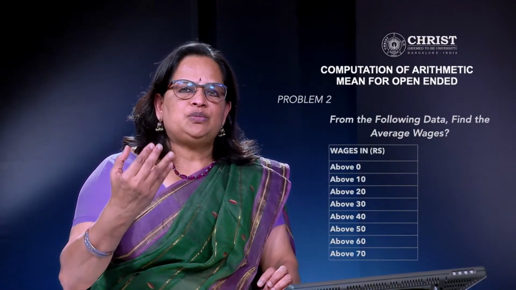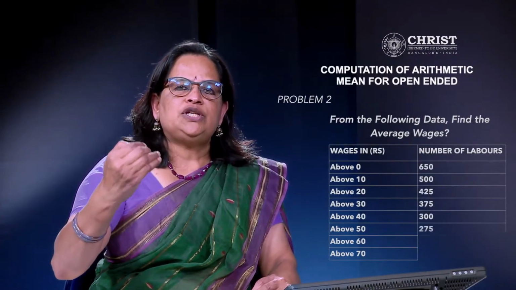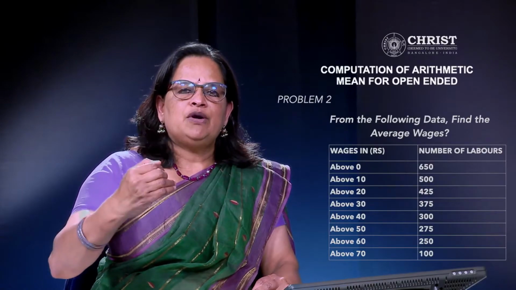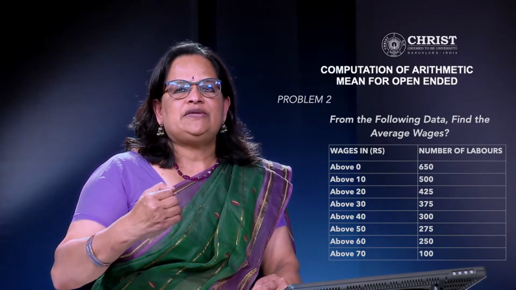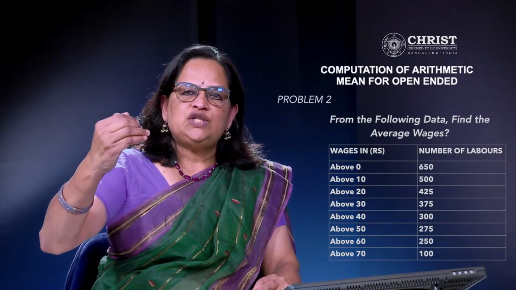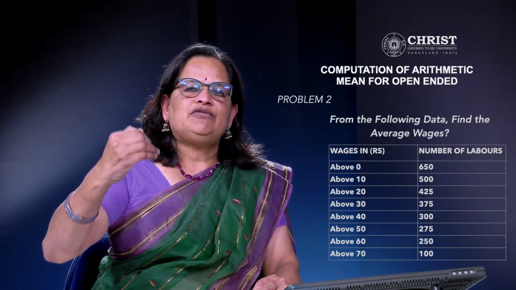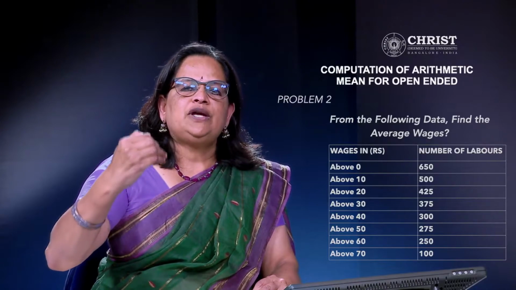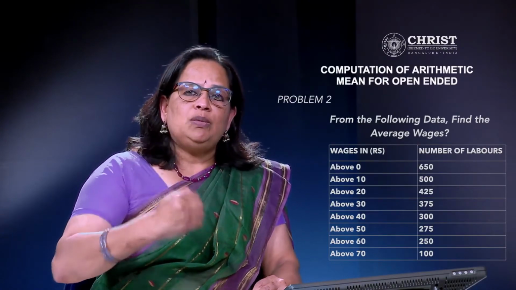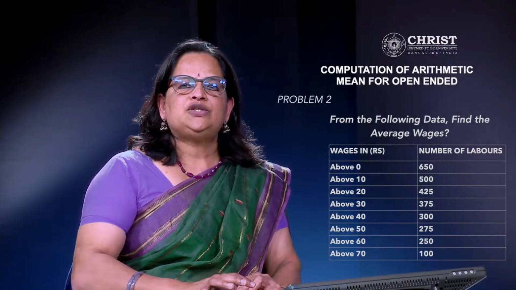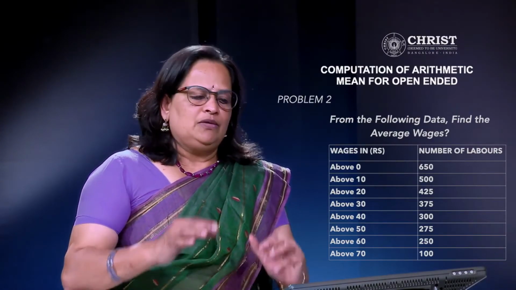Now problem 2: from the following data, find the average wages. This is also a cumulative frequency distribution. Wages in rupees: above 0, above 10, above 20, above 30, above 40, above 50, above 60 and above 70. Number of laborers: 650, then 500, 425, 375, 300, 275, 250 and 100. It is a cumulative frequency distribution, and we have to convert it into an ordinary frequency distribution.